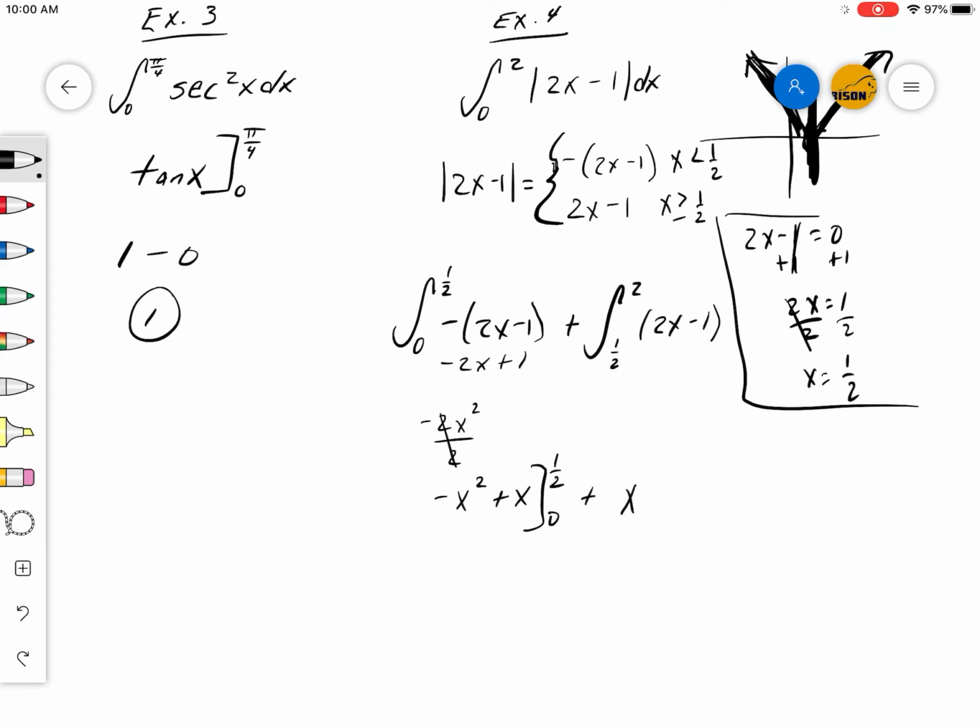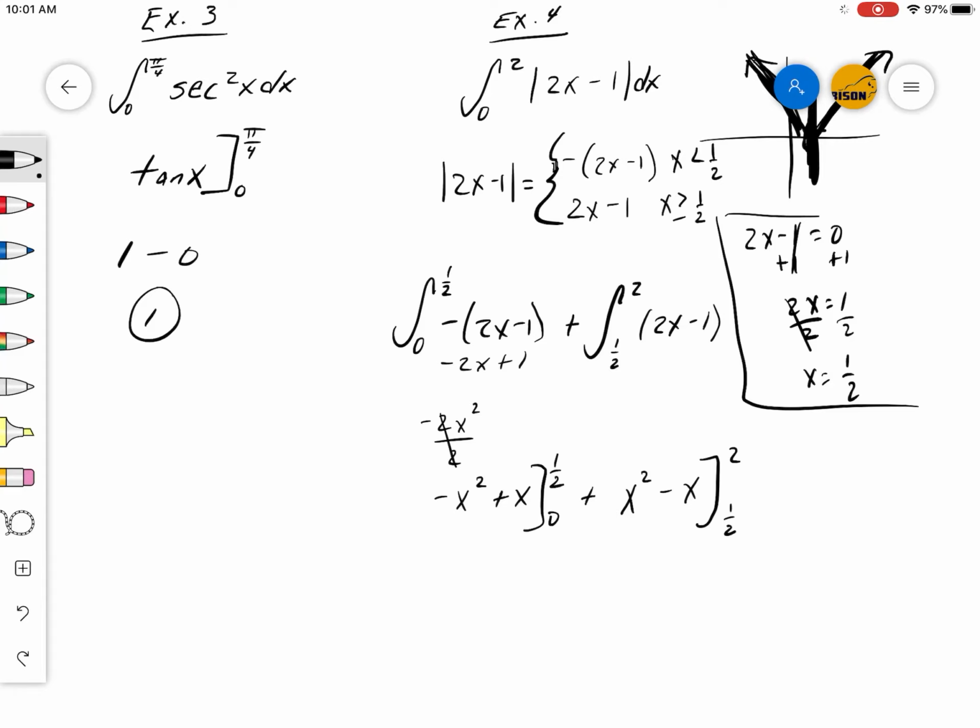Then I've got to integrate the second half, 2x. It's going to be the same, just without a negative, so we'll have x squared. And I got minus 1, which would be minus x. And that's going on from 1/2 all the way up to 2. Let's plug in some numbers here now. Plugging in a half.